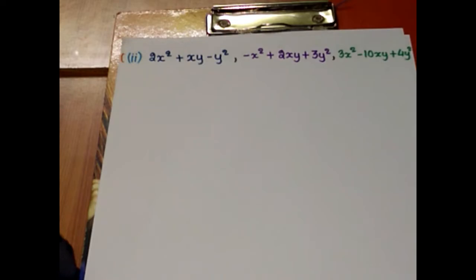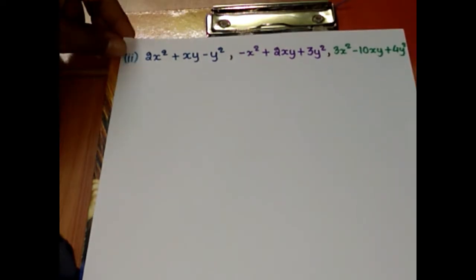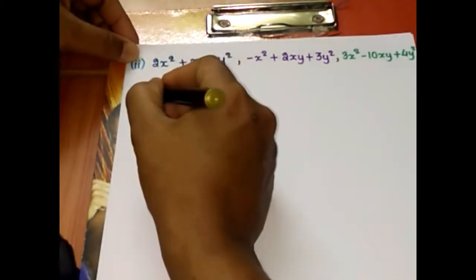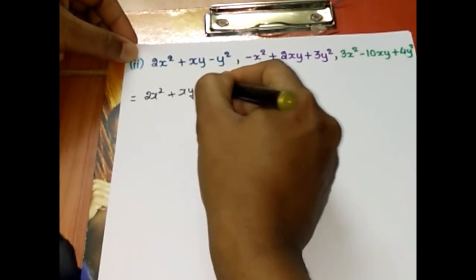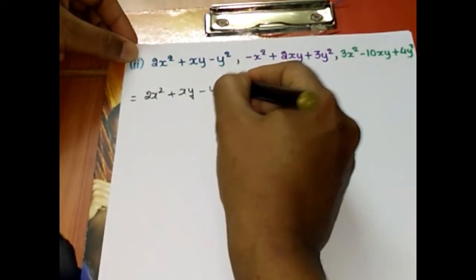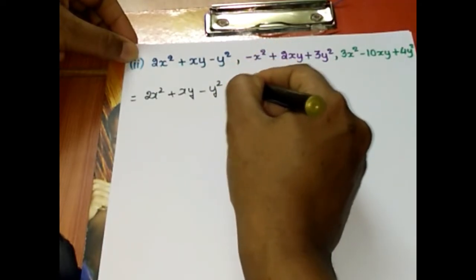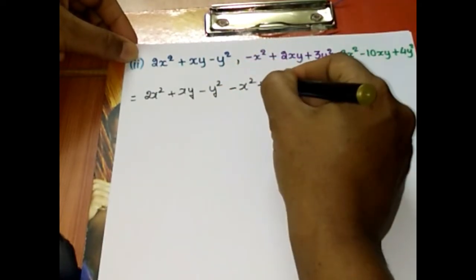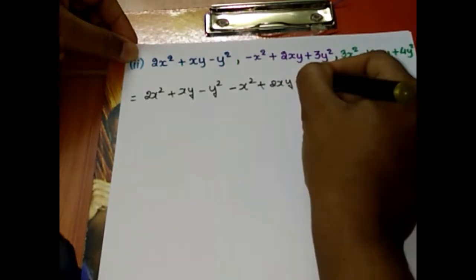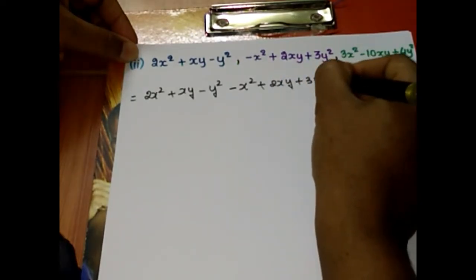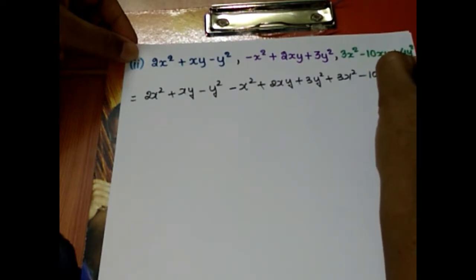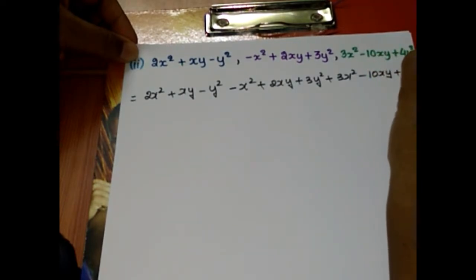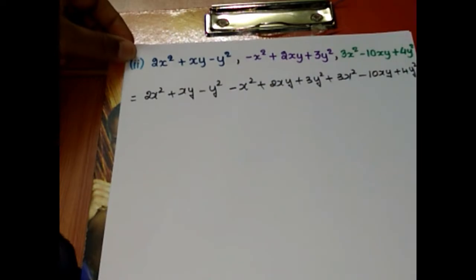What is the first step? To write the given terms with the plus sign. That is 2x square plus xy minus y square plus of minus x square. So I write directly minus x square plus 2xy plus 3y square plus 3x square minus 10xy plus 4y square.